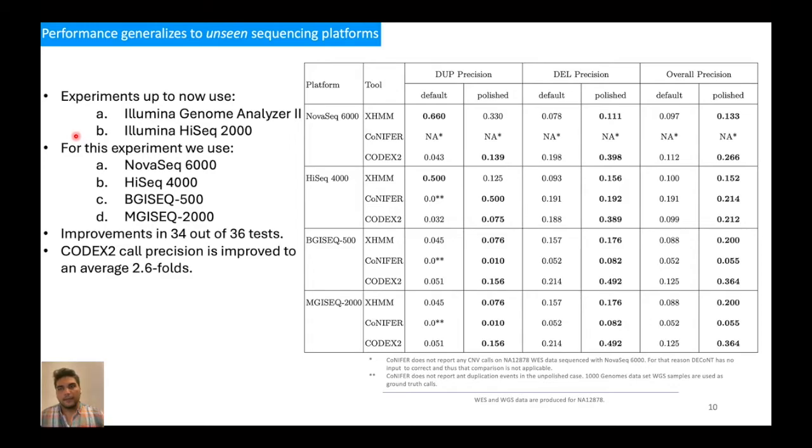Therefore, we evaluated whether models trained on the available 1000 Genomes data can be used to polish CMV calls made on exome samples obtained using other sequencing platforms that have not been seen by DCONT during the training phase.